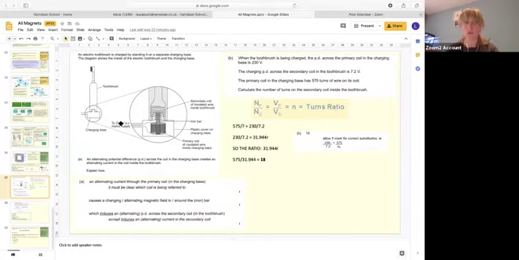I do not want 230 volts going through here. It needs to be much less than that. So hang on, let's just move my face out of the way here so we can see all the questions.